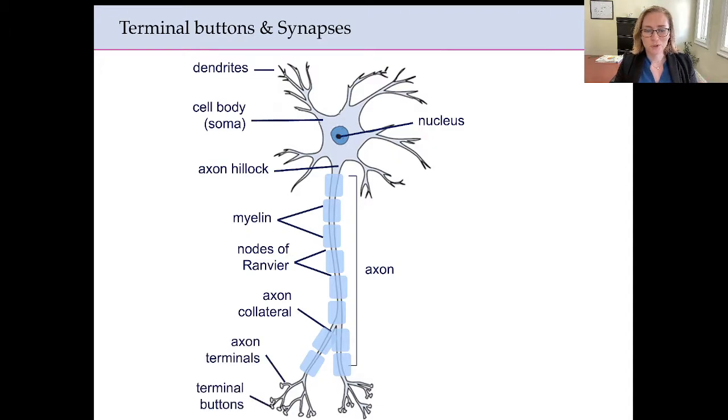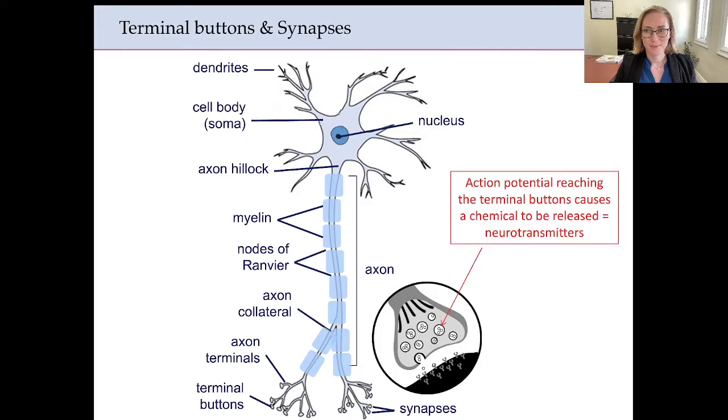Our axon terminals with the little terminal buttons, we'll talk about this in the next chapter, chapter 2. This is where one neuron synapses on another neuron. You remember I talked about neural communication being electrochemical. The action potential is the electrical part. Once we're at the synapse and neurotransmitters are being sent, that's the chemical part. So chapter 2 is going to be the synapse and the chemical communication. This chapter is going to be the electrical communication, meaning the action potential.